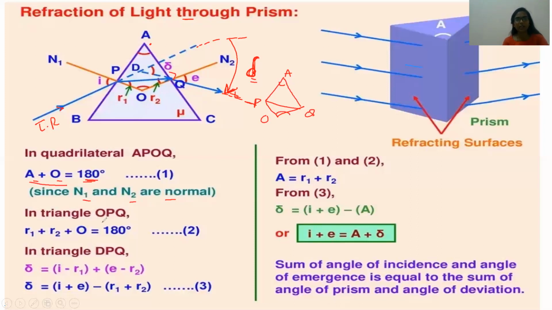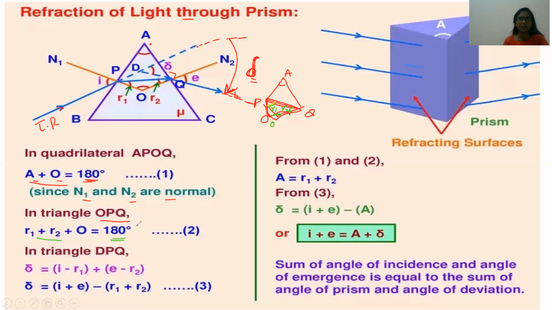Similarly, you can observe the triangle OPQ. What are the values in this triangle? Let's write down. This is R1, and this side is R2. And here angle O is there. So the sum of the three angles of a triangle is 180 degrees, right? So that is the second equation.